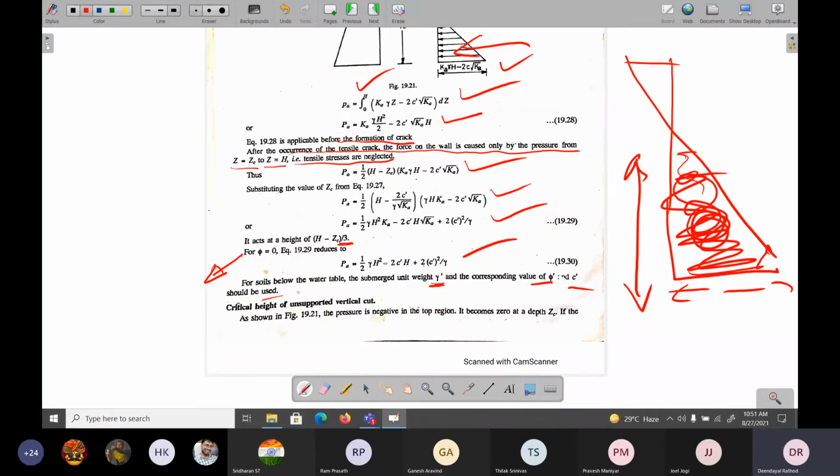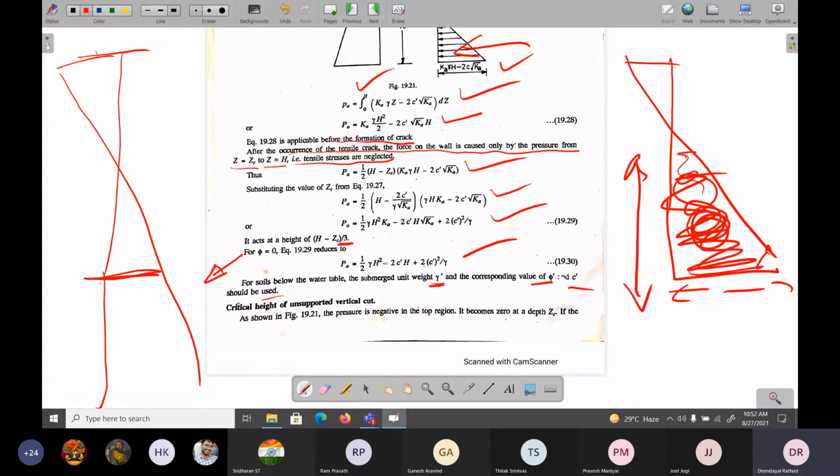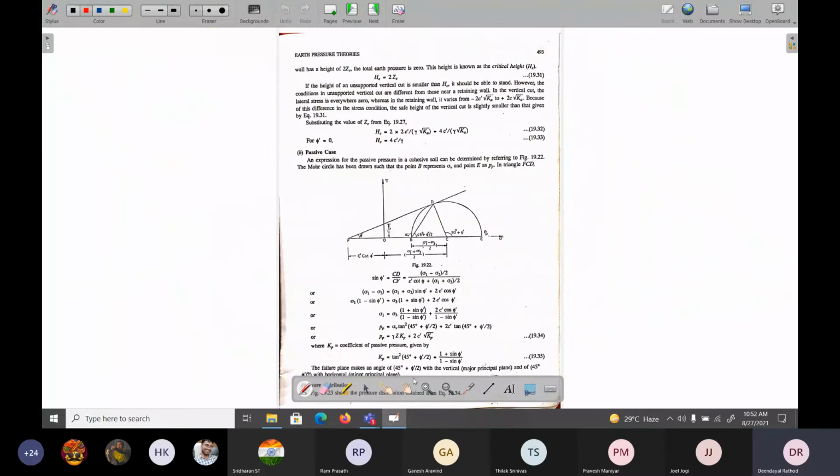Now one more term is called the critical height of the unsupported vertical wall. That means, this is the tensile crack we have. Up to here, what happens? This critical height of the vertical wall would be 2 times ZC. That means this is ZC and this is ZC. I will show you on the next page. That's what it means.